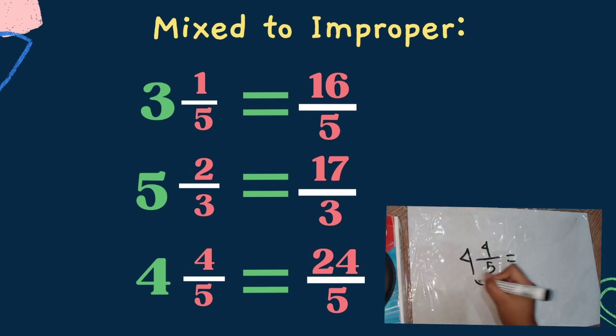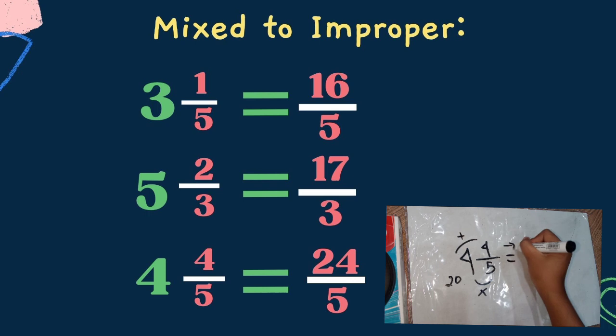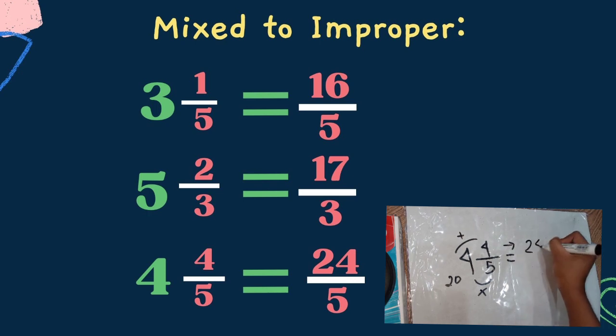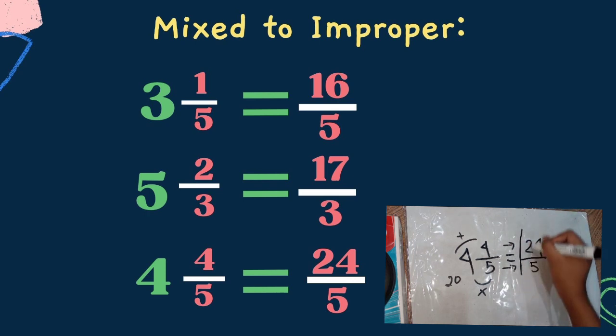And lastly, we have 4 and 4/5. Just multiply 5 by 4. We have 20 plus 4 is equal to 24. And just copy again the denominator, which is 5. And there we have 24/5.